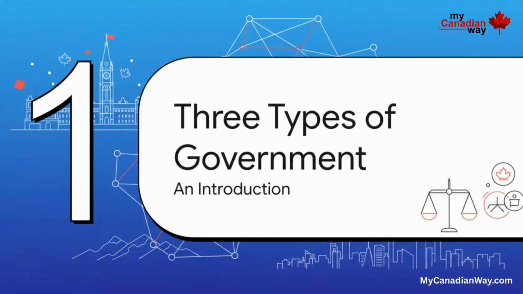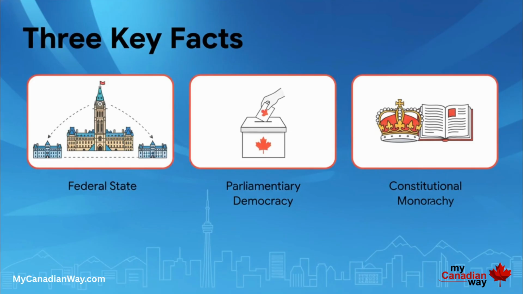Okay, so to begin, the study guide tells us that there are three key facts about Canada's government. Getting these three big ideas is really the best place to start. And here they are. Canada is a federal state, a parliamentary democracy, and a constitutional monarchy. I know, these might sound like big, complicated words, but please don't worry. We are going to look at each one by one and make it super simple to understand.